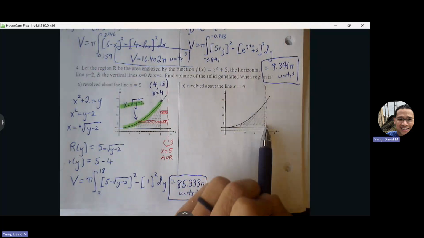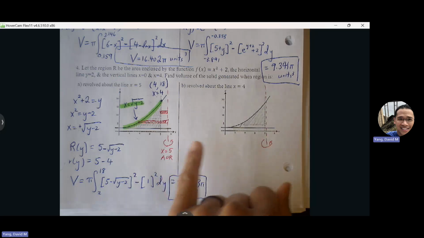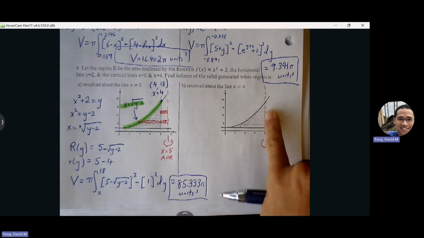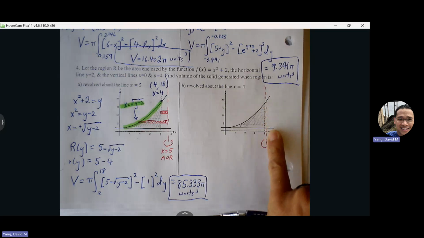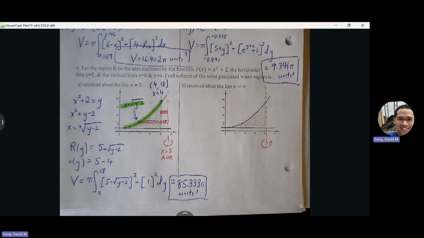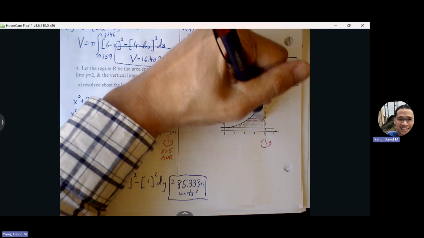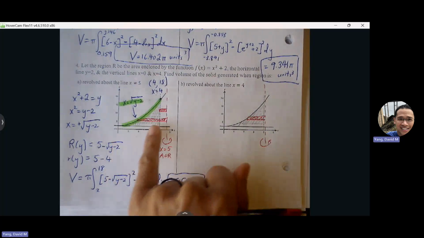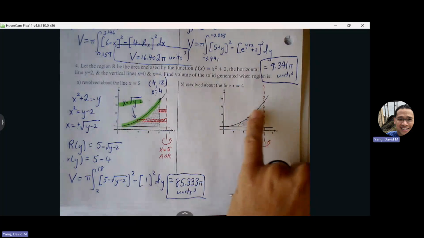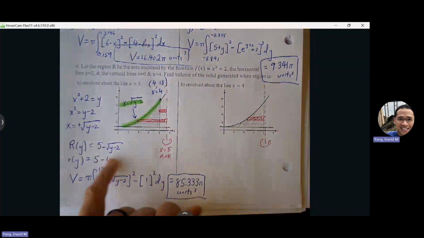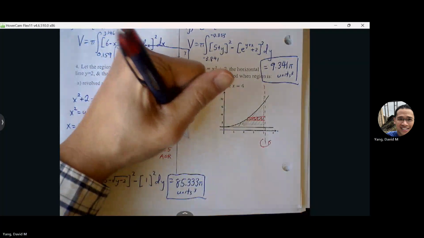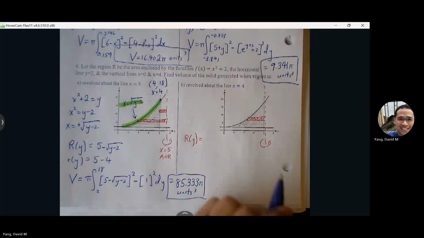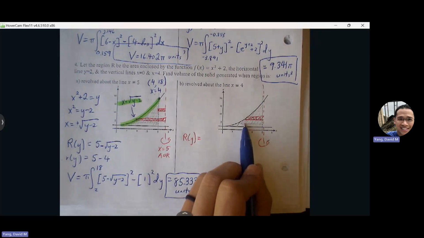Okay, so I want us to be able to see that distinction between disk and washer. If your dotted line is up against a flat surface and you don't see any gaps at all, then you know it's going to be disk method. All you need is 1 radius. So we can reuse a lot of information from part A, same bounds, same equations, but all we need is 1 radius. So 4 minus root y minus 2.